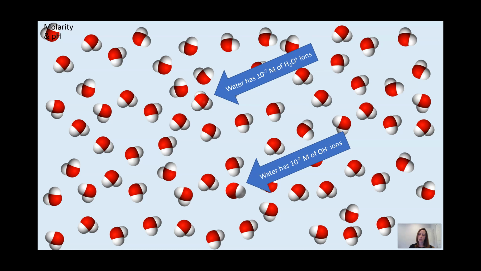Pure water has 10 to the negative 7 molar H3O plus ions, and it also has 10 to the negative 7 molar OH minus ions. That means in a liter of water, there's 10 to the negative 7 moles of H3O plus and 10 to the negative 7 moles of OH minus. OH minus is also called hydroxide.